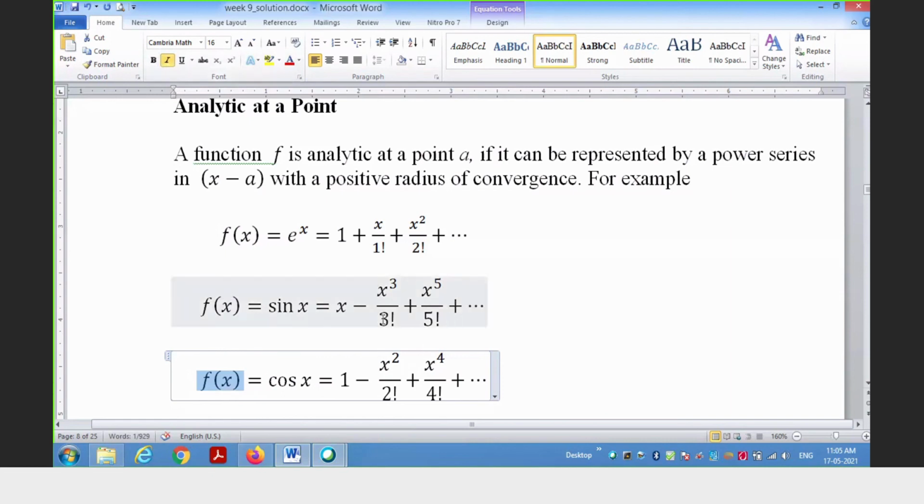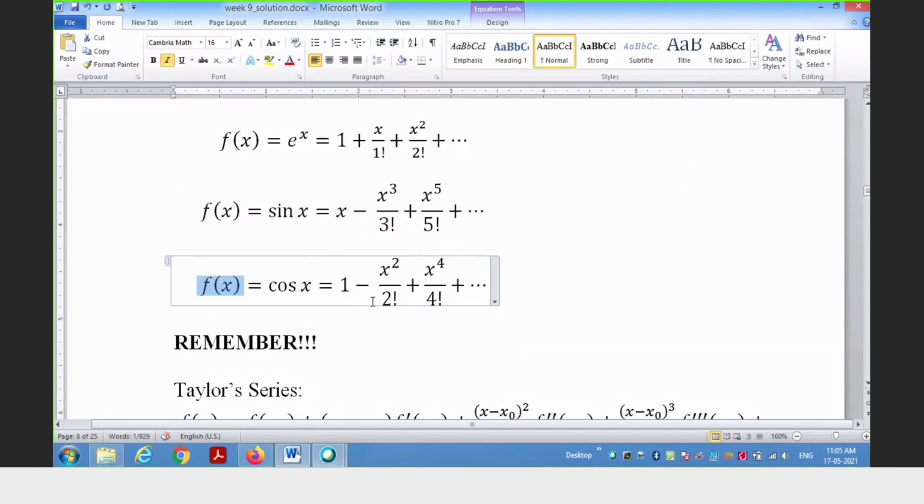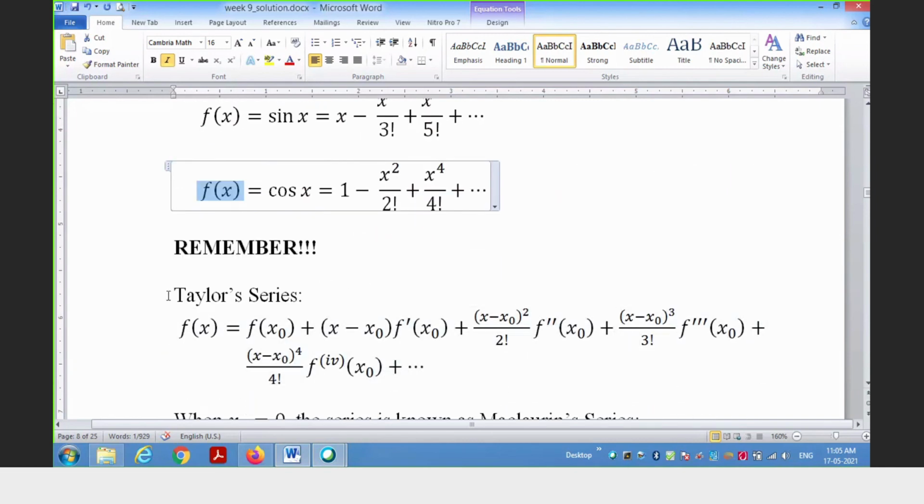Now also here the point of expansion is x equal to 0, and you know from calculus 2 that if the center is x equal to 0, this is a special kind of Taylor series. We call it Maclaurin series. Maclaurin series is Taylor series when the point of expansion is x equal to 0. So this is the Maclaurin series, and then this is your Taylor series.